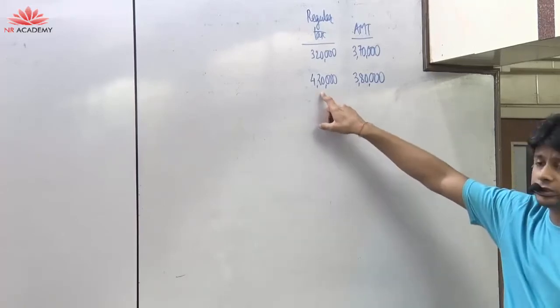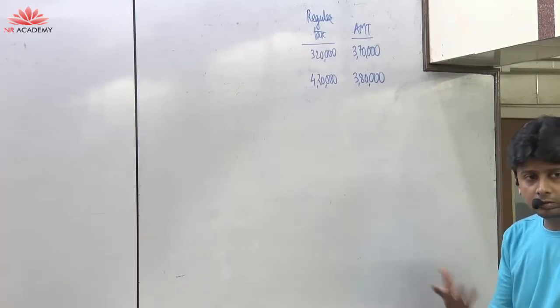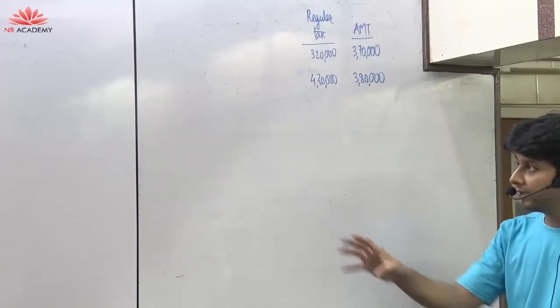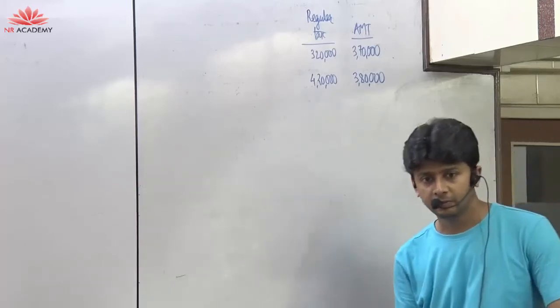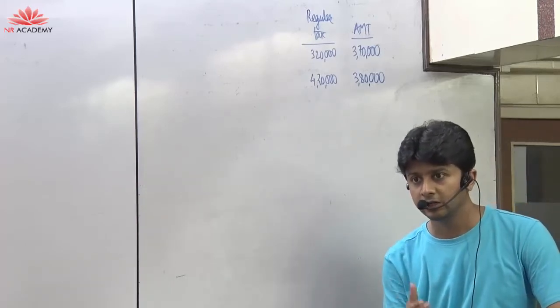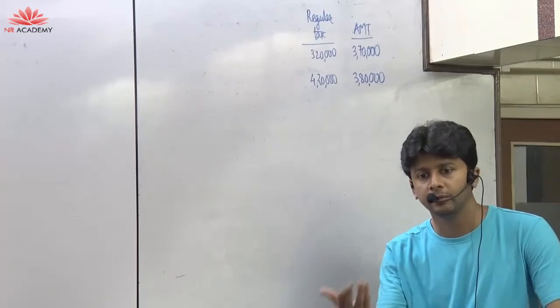Your regular calculation is 420. So what are you going to pay? 420. So when does this AMT concept apply? Or when is AMT payable? AMT, alternate minimum tax, is payable when your regular tax is less and alternate minimum tax is more.